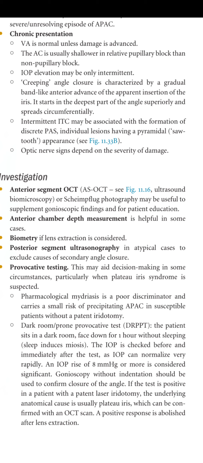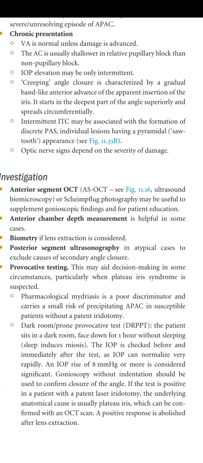Provocative testing. This may aid decision making in some circumstances, particularly when plateau iris syndrome is suspected. Pharmacological mydriasis is a poor discriminator and carries a small risk of precipitating APAC in a susceptible patient without a patent iridotomy. So there is the dark room or prone provocative test. The patient sits in the dark room, face downward, for 1 hour without sleeping. The IOP is checked before and immediately after the test, as IOP can normalize very rapidly. An IOP rise of 8 mmHg or more is considered significant.